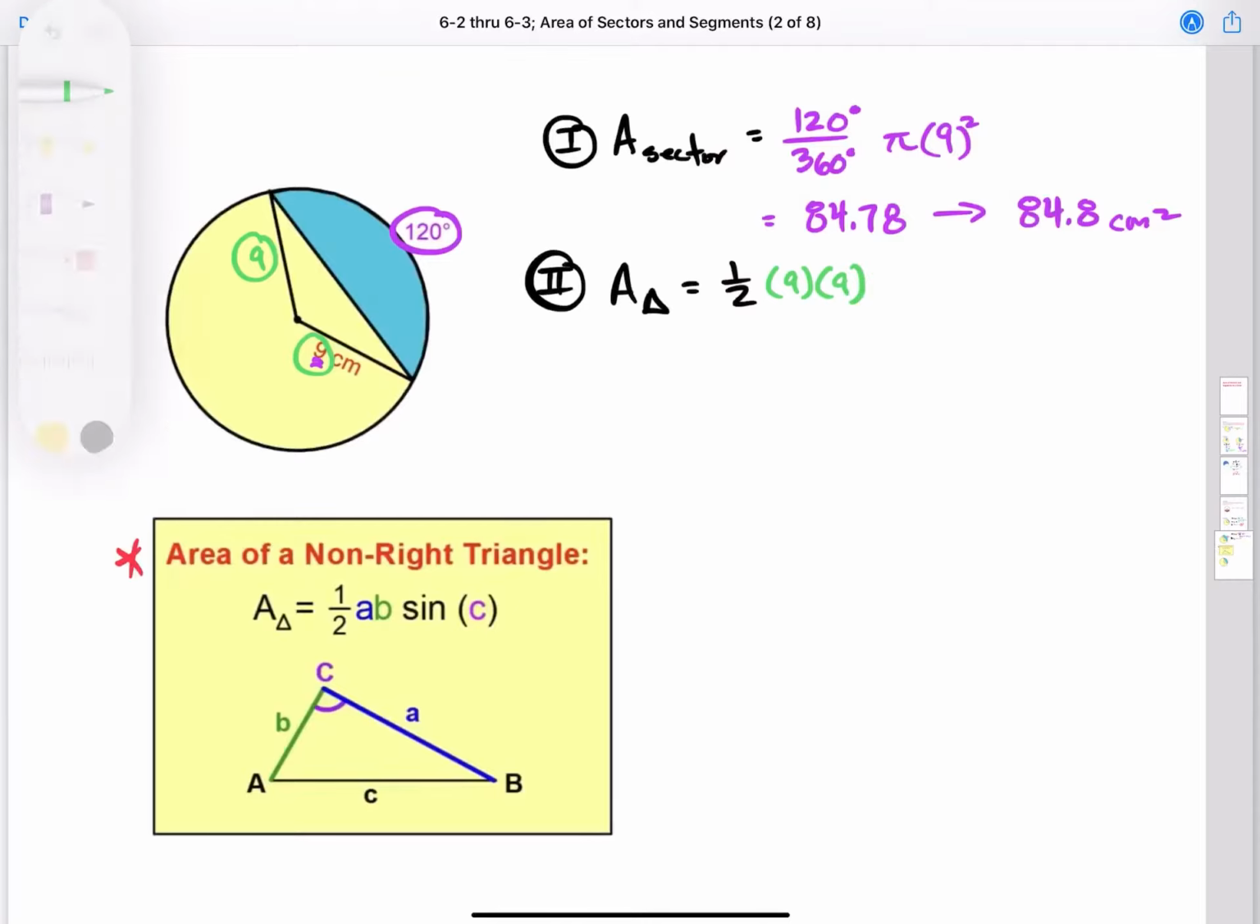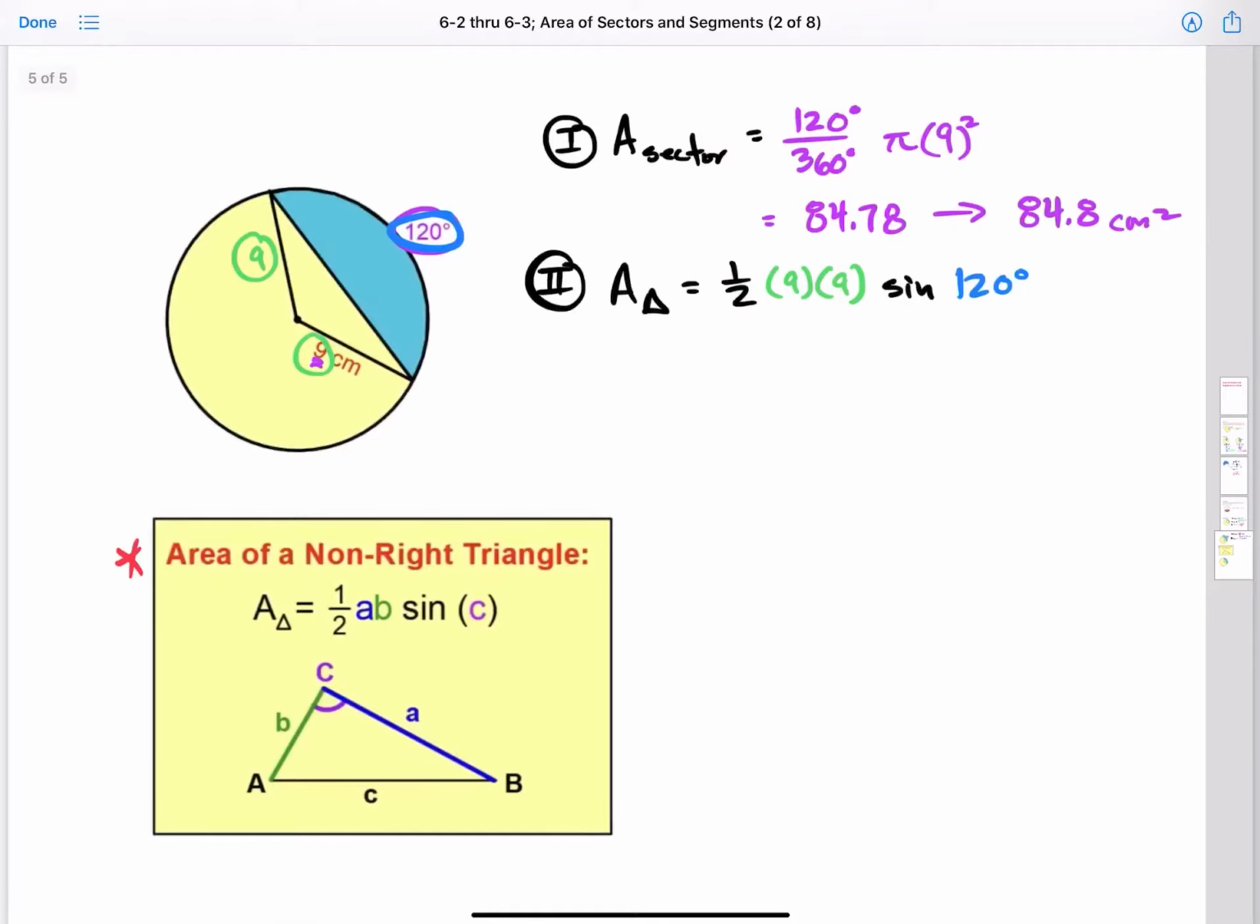And then it says sine C. Now, C is our angle measurement, so sine of that angle measurement of 120 degrees. Now we just type that all into our calculator. I'll show you how to type it in really quickly.